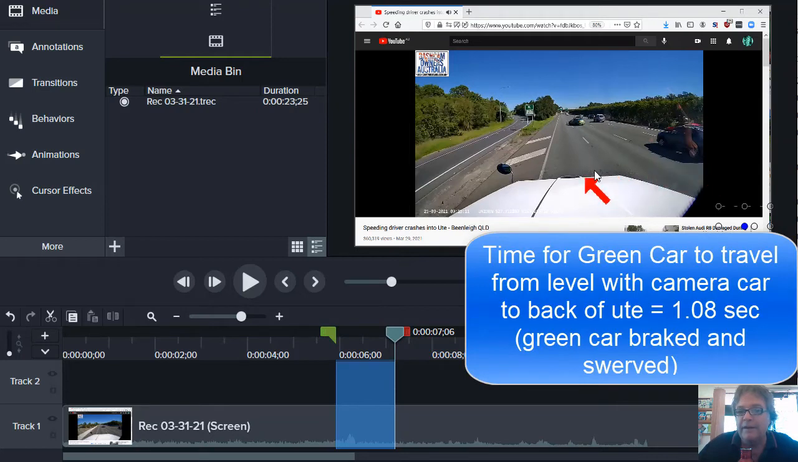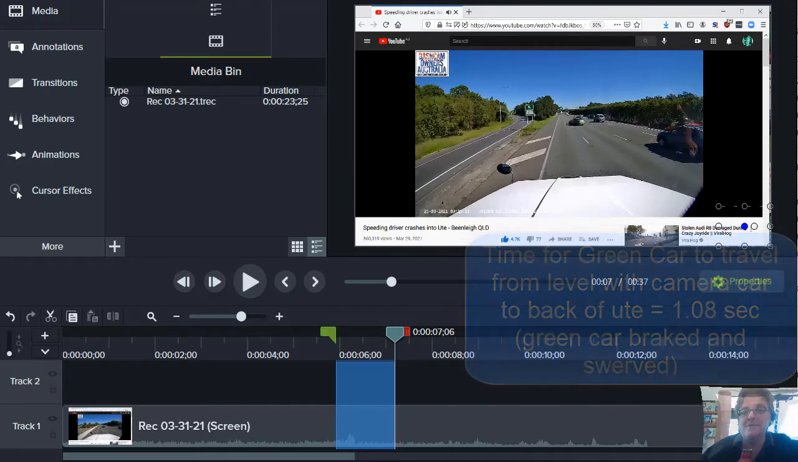So 1.07 seconds from the time the car was level here until the time it hit the back of the ute. Let's even round it up a little bit, 1.08 seconds, just to be generous to this guy. Okay, and we'll work out the maths.